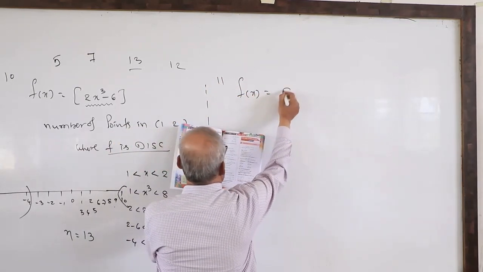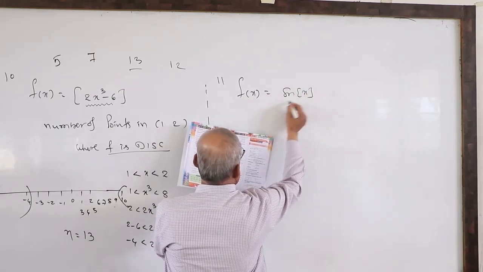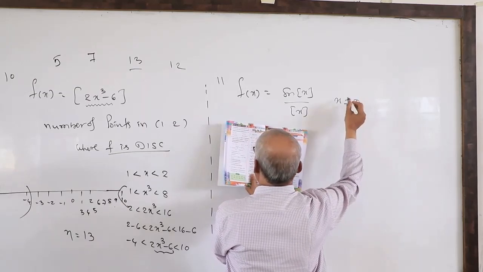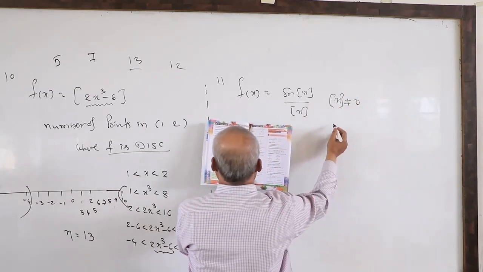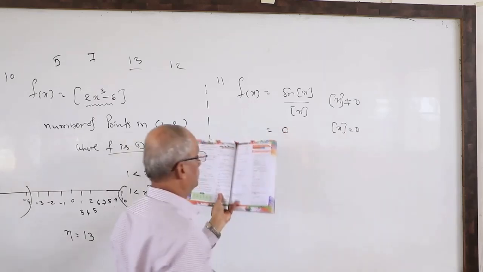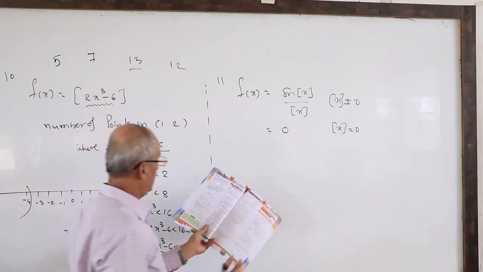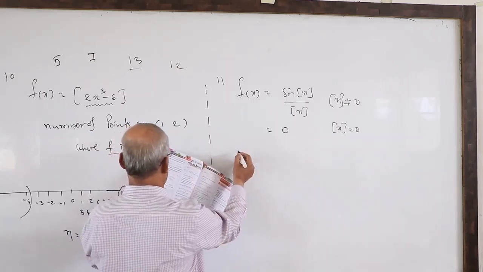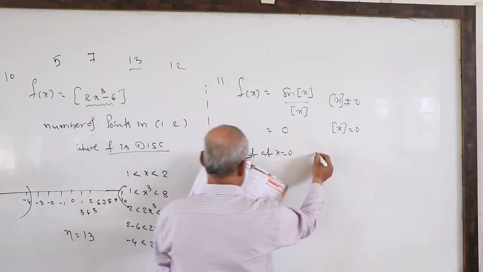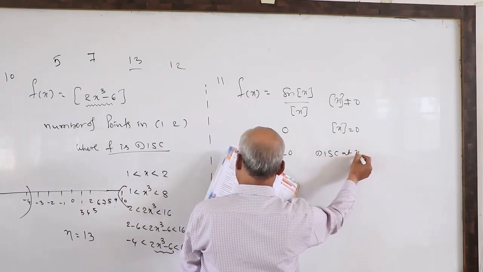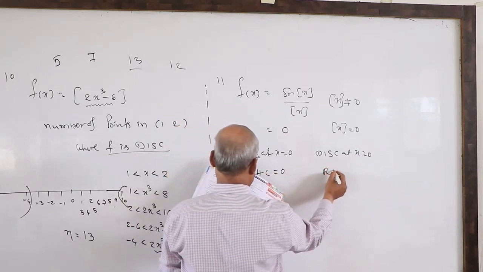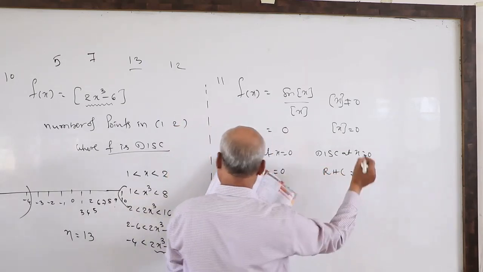f(x) is sine of step of x divided by step of x, for x non-zero, meaning step of x non-zero. If step of x is 0, the answer is 0. What is he asking? The options are: continuous at 0, discontinuous at 0, left hand limit 0, right hand limit 1.